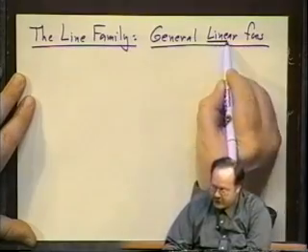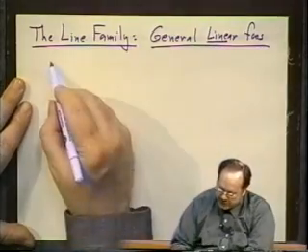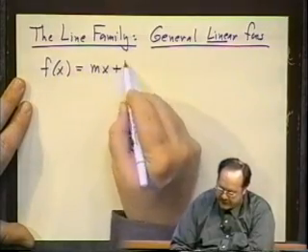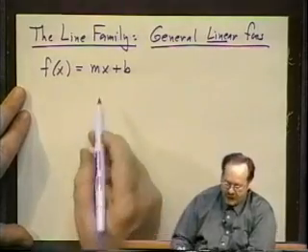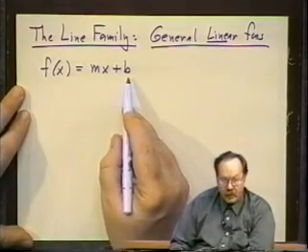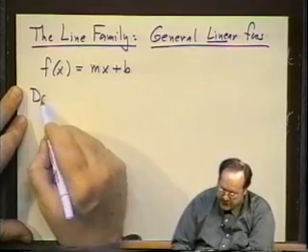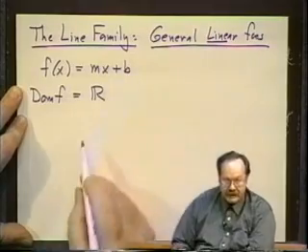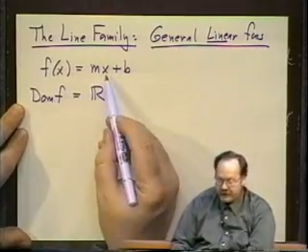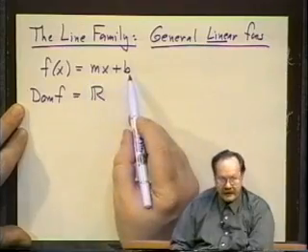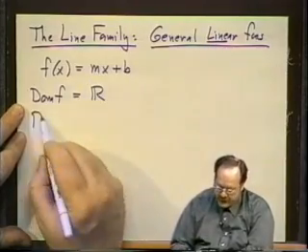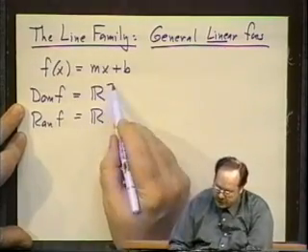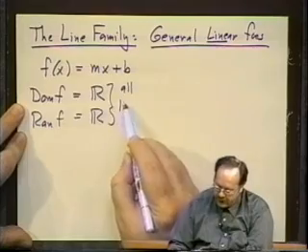Of course, linear means line. And the general form of that function, of all those functions, will be f of x equals mx plus b, where m is the slope, of course, and b is the y-intercept. The domain of a function like this, for any m and b, is simply all the real numbers, because you can put any number in here for x and get a number mx plus b. The range of the function is also all of the real numbers.